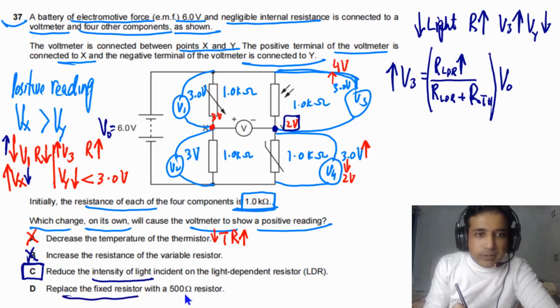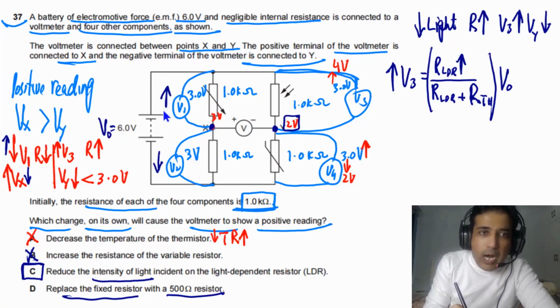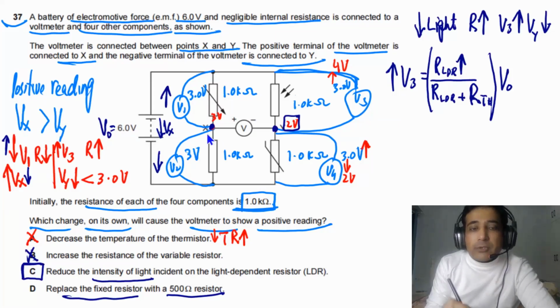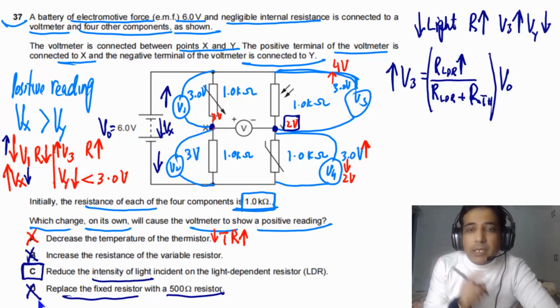Replace the fixed resistor with a 5 ohm resistor. If we decrease the resistance of this one, you need to understand this resistance is higher, so the potential at this point will decrease because V2 will go down. V2 will go down, V1 will go up, and Vx will go down, and that will also give us a negative value on the voltmeter. So this is also not possible. So the answer for this question is C, and this is how we can answer.